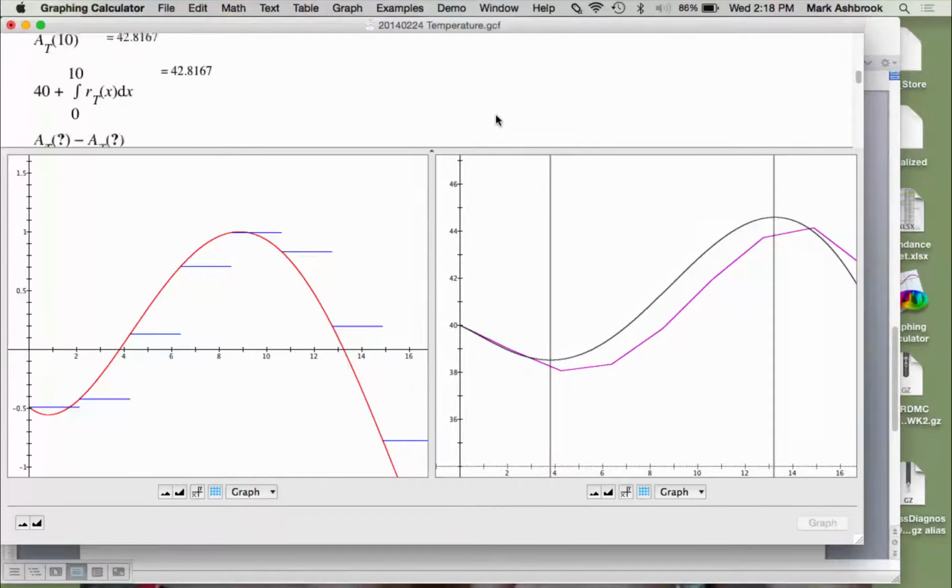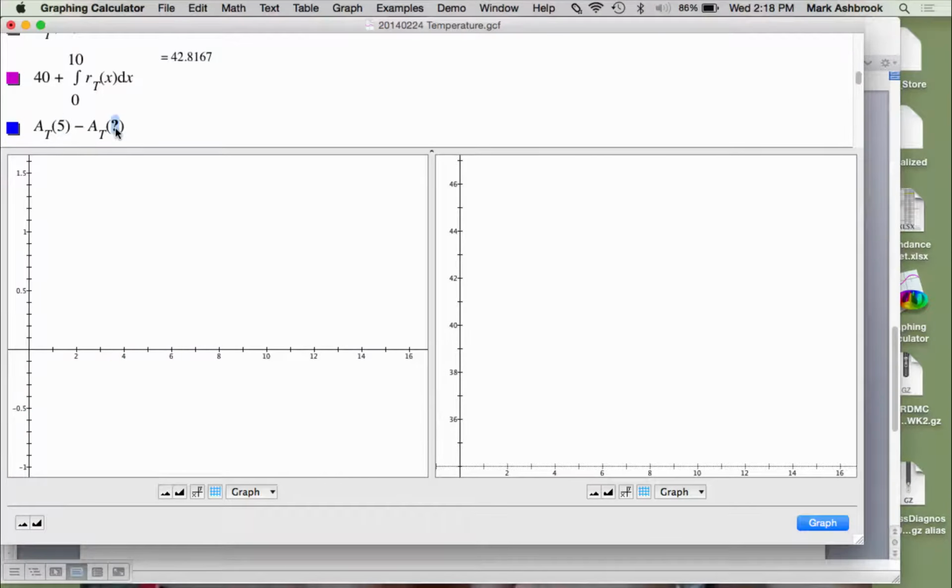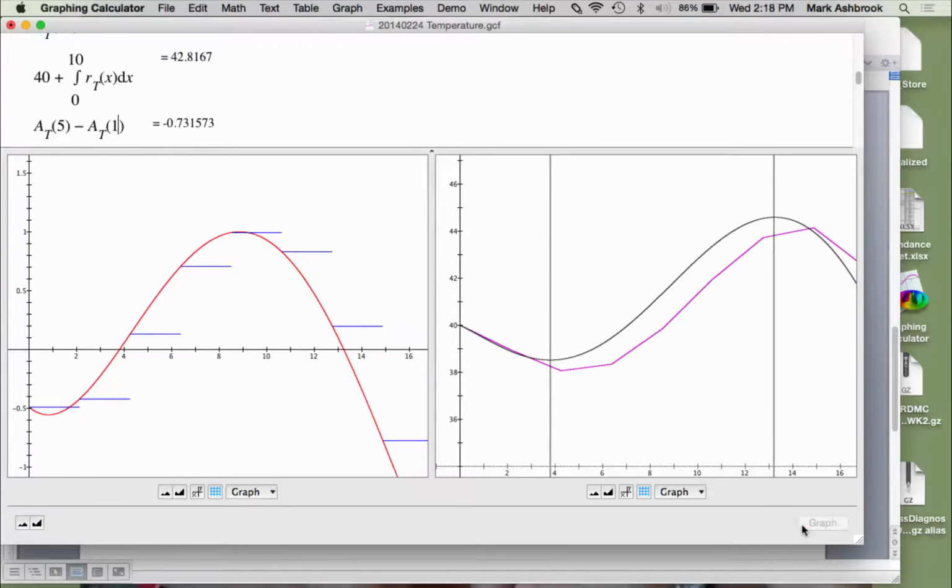AT5 minus AT1. What do you think? I'm going to put it in GC. GC knows what my AT function is. Oh, no. So AT5 minus AT1 says negative 0.73. Does that make sense?